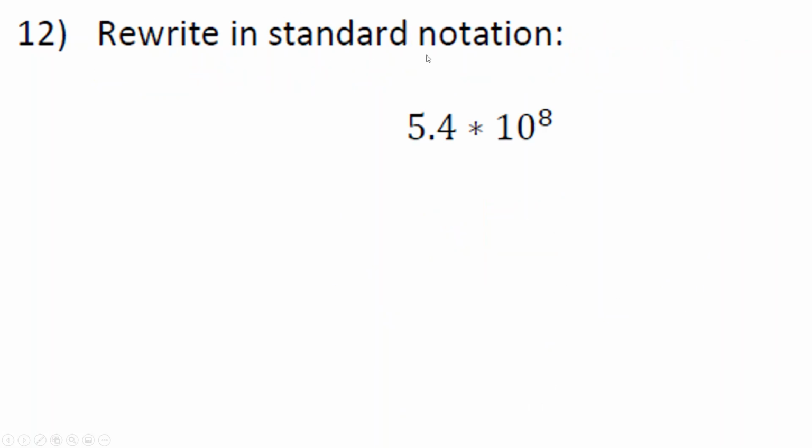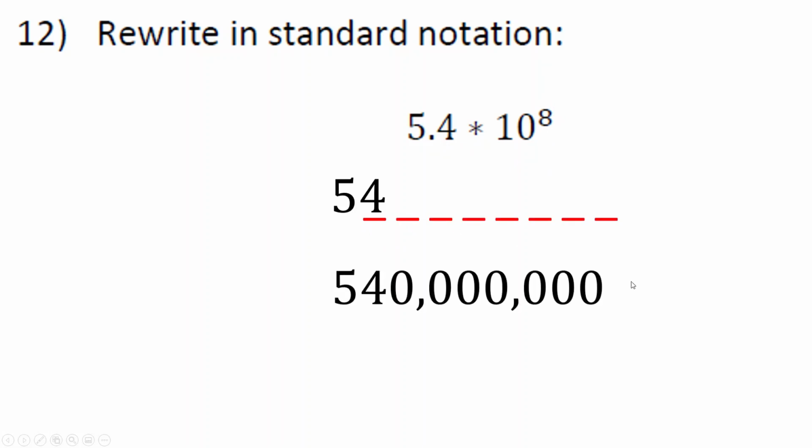What is this number in standard notation? This is currently in scientific notation. We're going to slide that decimal 8 places to the right. The big mistake is kids automatically stick 8 zeros on. That's not the case. It's going to slide 8 place values, but you're only going to need 7 zeros. So it's going to be this.